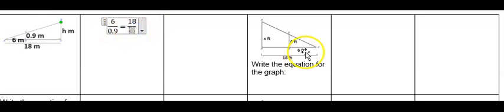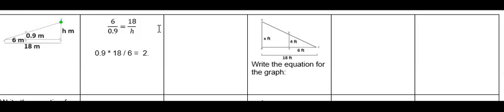I'm going to go ahead and put the h here, and now I can times and divide. So I'm going to do 0.9 times 18 divided by 6, and I get, I'm going to type in my calculator, 2.7.